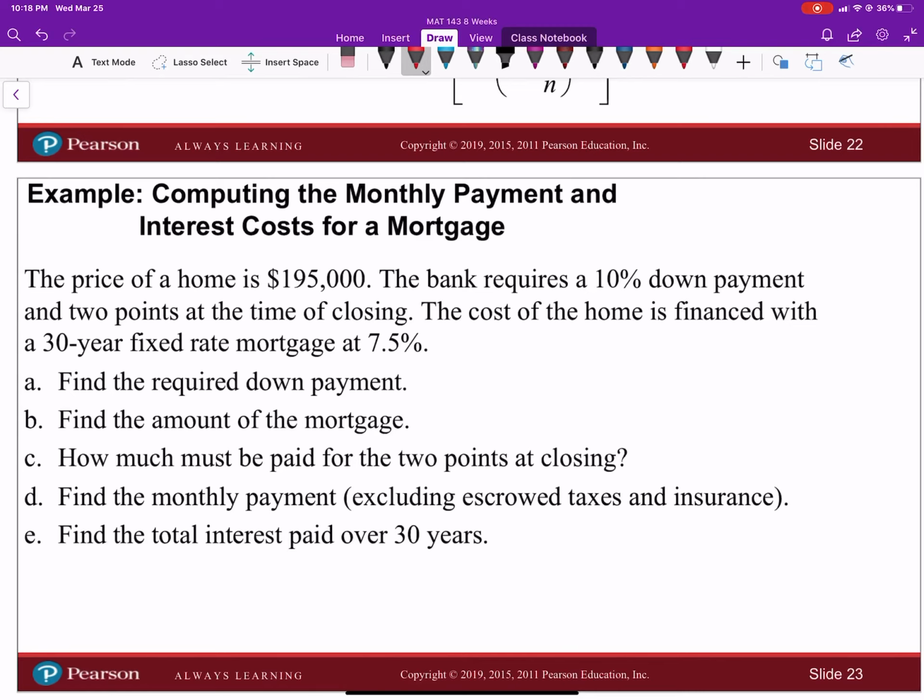Now, if we're looking for 10% as the required down payment, we just have to multiply by what? So it'd be 0.10 times your 195,000. And when you multiply that, you get what? 19,500. So that's how much you have to put down for a down payment.